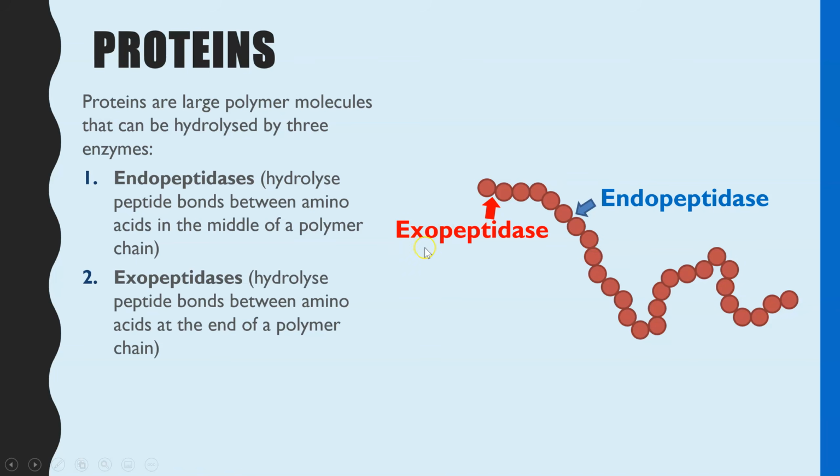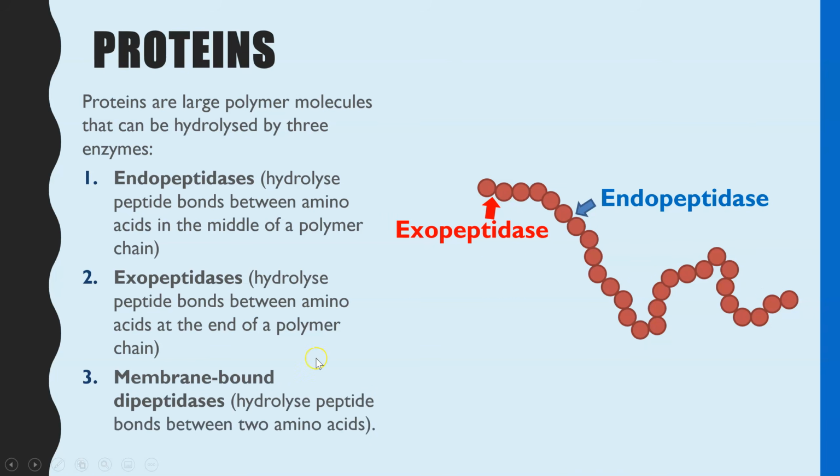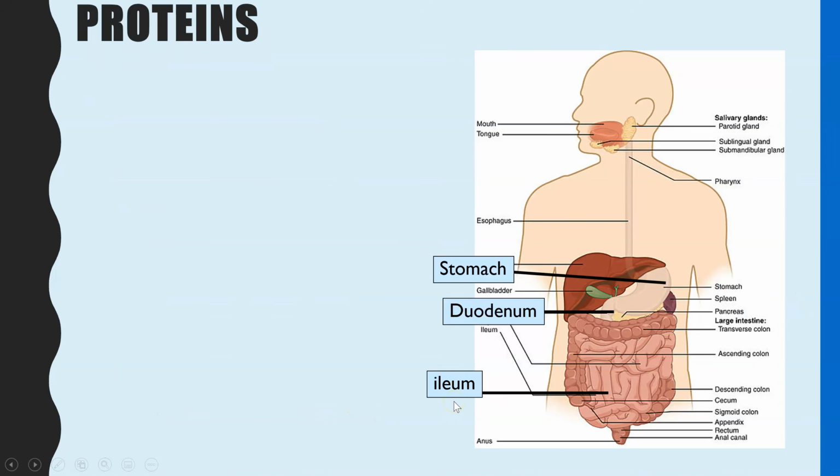You also get exopeptidases, exo meaning on the outside. So these are the enzymes which can hydrolyze the peptide bond between the amino acids right at the end of the polymer chain. Now you'll also get to the point where you probably only have two amino acids still joined together, and that's what membrane-bound dipeptidases are hydrolyzing. They can hydrolyze the peptide bond between just two amino acids, or a dipeptide.